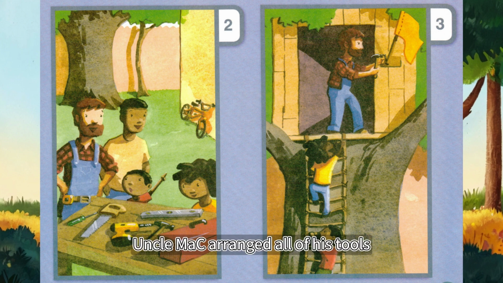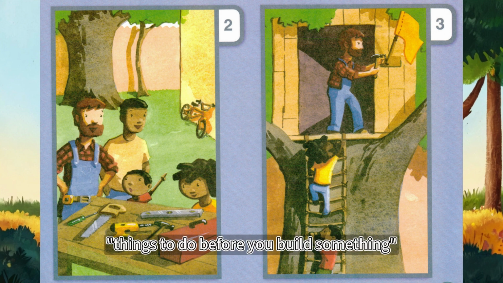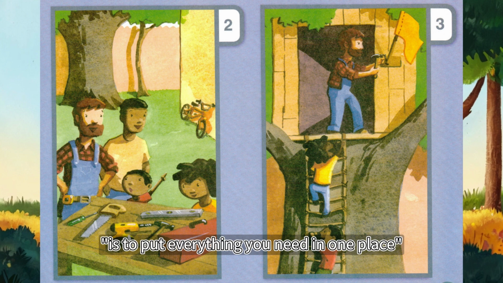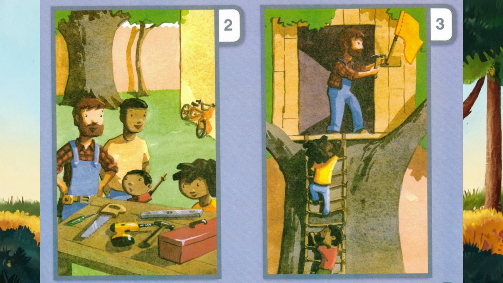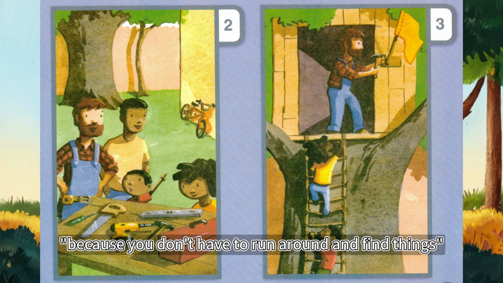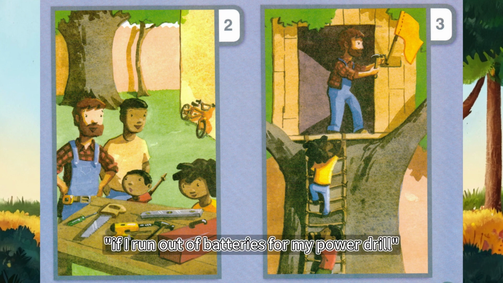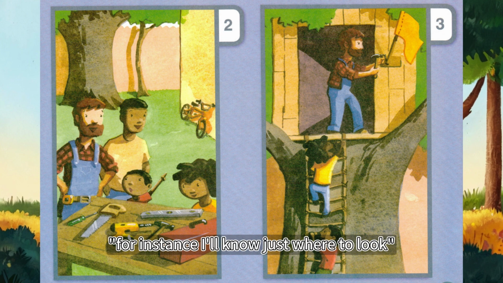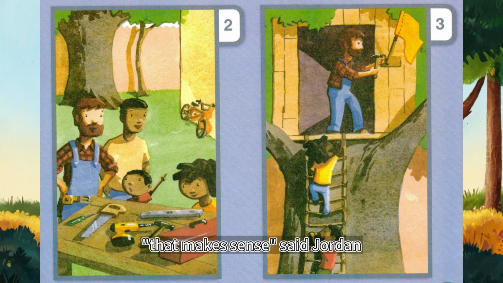Uncle Mac arranged all of his tools neatly on the picnic table. "One of the most important things to do before you build something is to put everything you need in one place," he explained. "It saves time because you don't have to run around and find things. If I run out of batteries for my power drill, for instance, I'll know just where to look." "That makes sense," said Jordan.